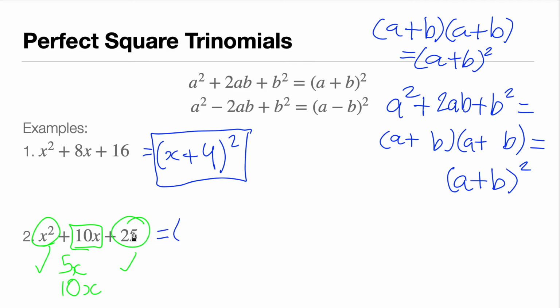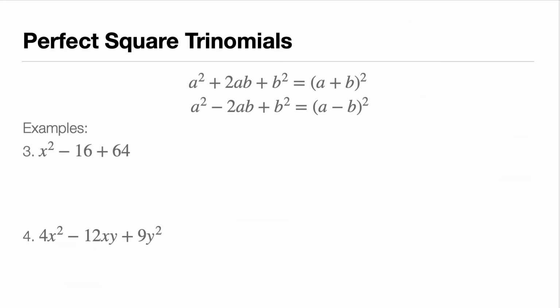So what will happen here? What's the square root of x squared? That's x. What's the square root of 25? I'm kind of advanced again in my mind. Square root of 25 is 5. The middle term's sign is positive, so that's going to be x plus 5 quantity squared. And this is our answer for number 2. Quite easy, right? Now let's continue with our 3 and 4.